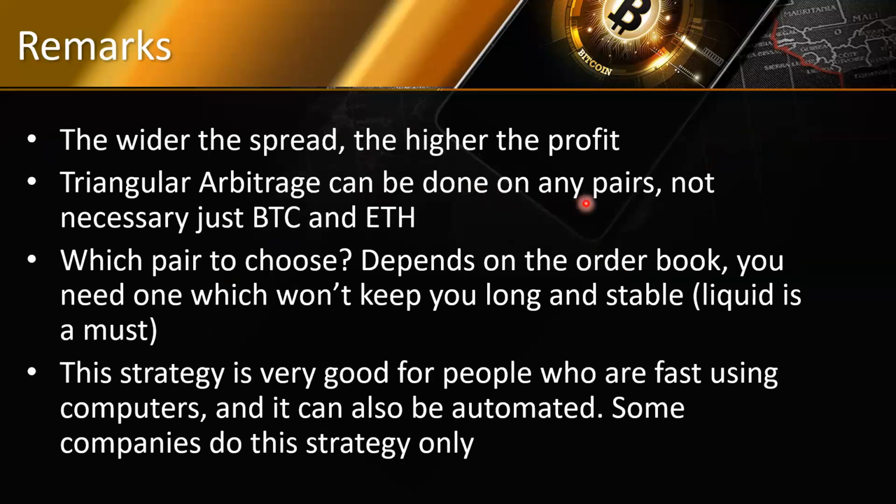Triangular arbitrage can be done on any pairs, as we said, not just on Bitcoin and Ethereum. Which pair to choose depends on the order book. I already explained the order book in one of my lectures. The order book is just like a display, a list which displays the buying and selling orders.